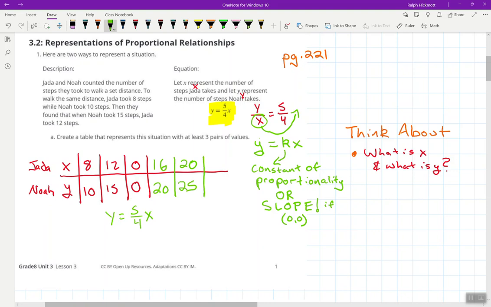And just to prove a point, with any kind of input that we put in, any kind of x, if I just pick 2, say Jada took 2 steps, Noah, if I pop that in the calculator, would take 2.5 steps. Perfectly fine, just not a pretty looking number. But as we're working through this, we're just tabling by finding appropriate x values.